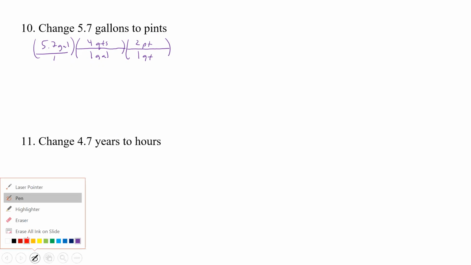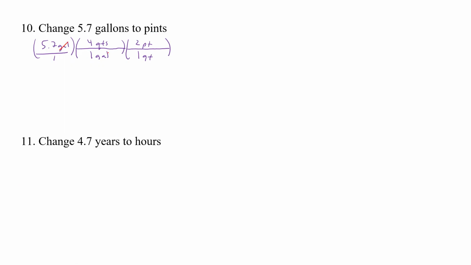So we have 5.7 gallons over 1. And we said 1 gallon had 4 quarts. And then after that, we said 1 quart had the 2 pints. And that's where we've got to. So that's good. We've hopefully got everything. We've got gallons gone. We've got quarts gone. We're left with pints. And so basically, we just have a multiplication.